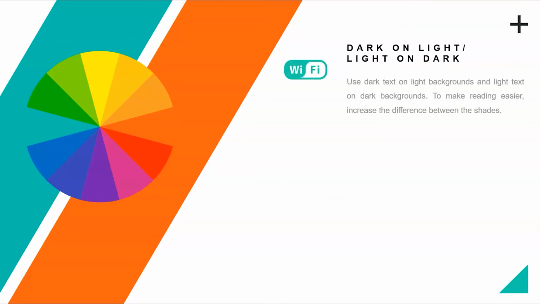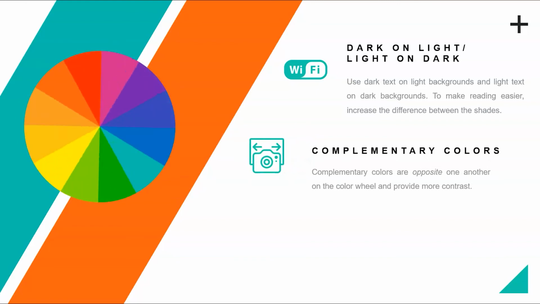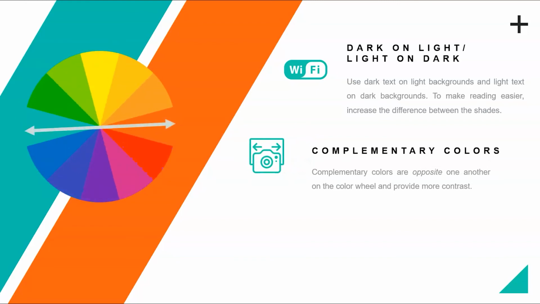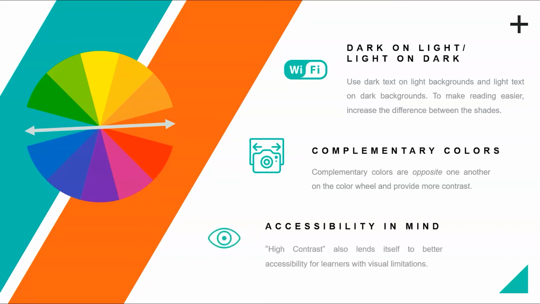So, what does it mean for an image to have high contrast? Here are a couple of tips to help. Use dark text on light backgrounds and light text on dark backgrounds. To make reading easier, increase the difference between the shades. Complementary colors are the colors found opposite one another on the color wheel, and they provide more contrast. Also remember that high contrast lends itself to better accessibility for learners with visual limitations because high contrast images are easier to interpret.